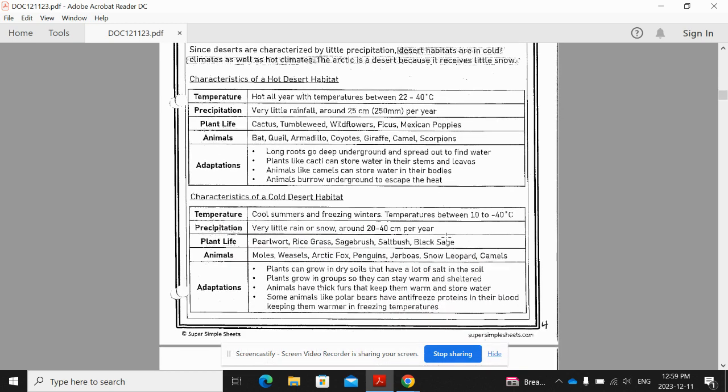Characteristics of a hot desert. The temperature is hot all year, with temperatures between 22 to 40 degrees Celsius. Precipitation, there's very little rainfall, around 25 centimeters per year. Plant life, there's cactus, tumbleweed, wildflowers, ficus, and Mexican poppies. And for animals, there's bats, quail, armadillo, coyotes, giraffe, camel, and scorpions.